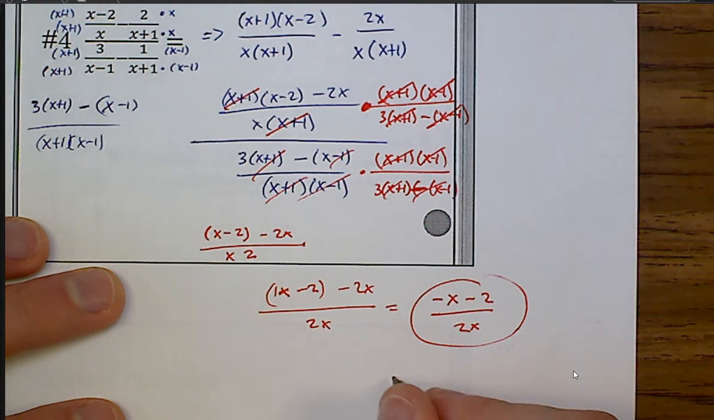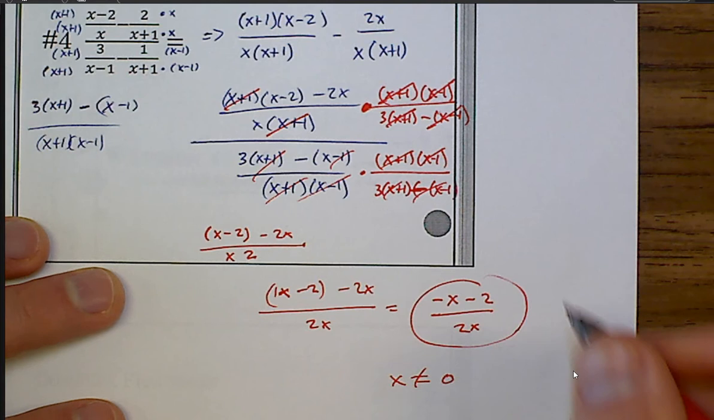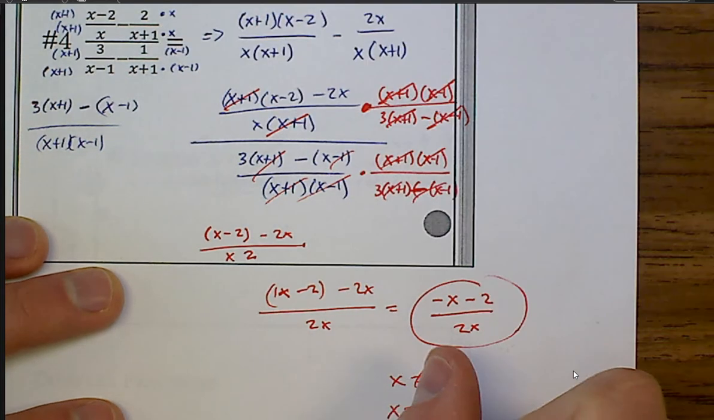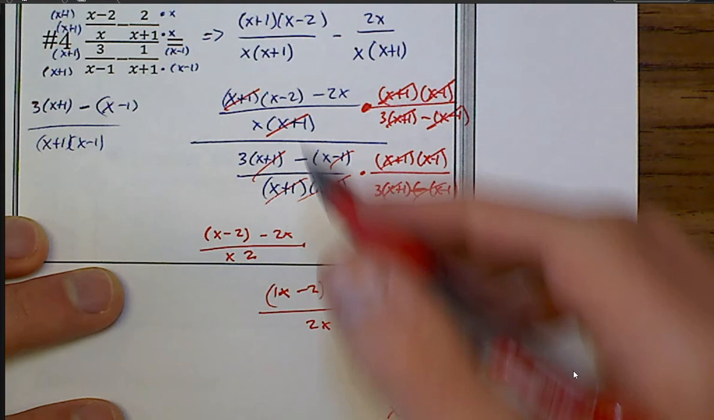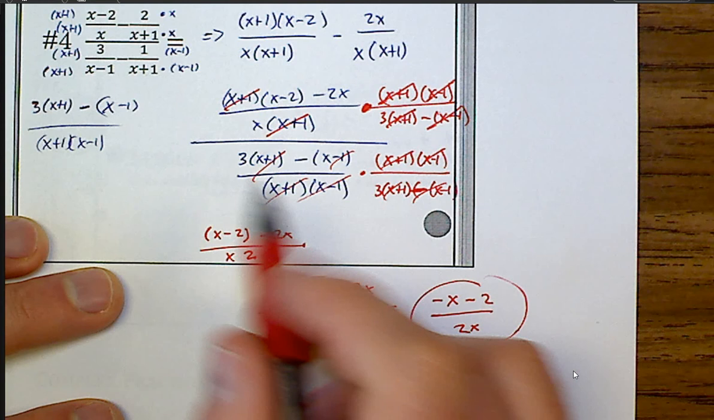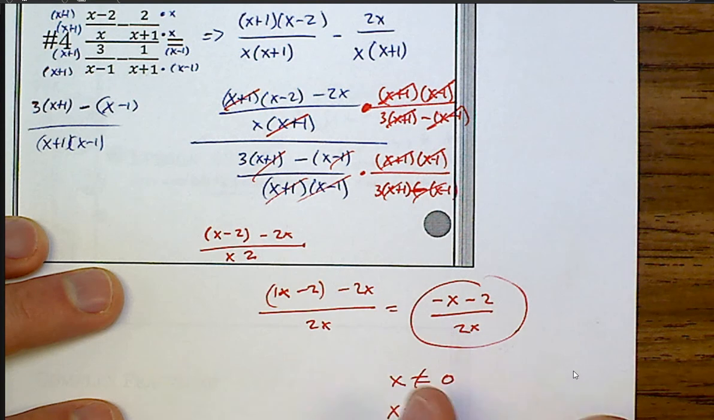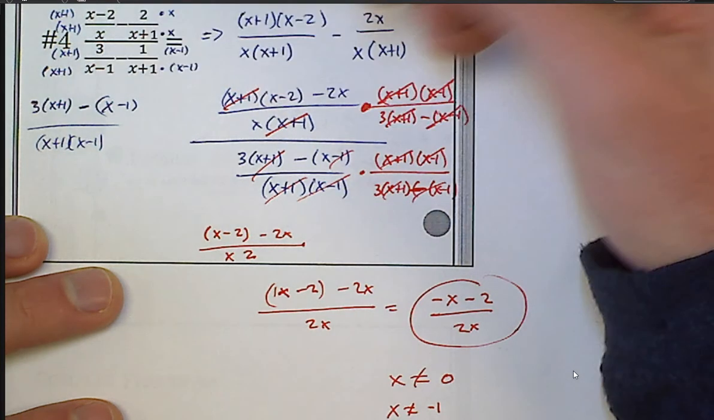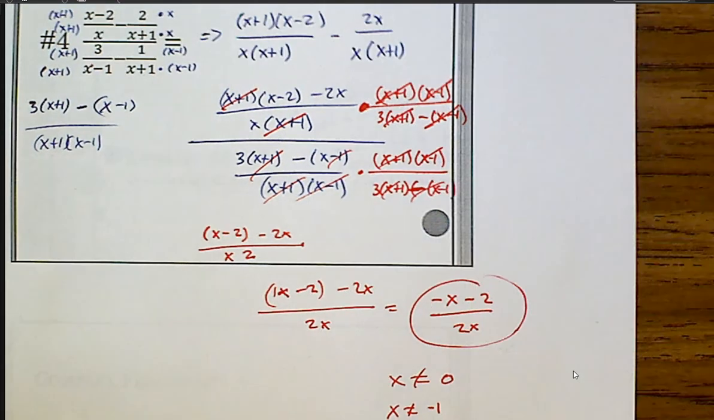Restrictions, obviously x can't be equal to 0. Then we have a lot of restrictions up here. X can't be a negative 1, because if I plugged in a negative 1 right there, it would make that denominator 0. X can't be a positive 1 either, because if I plugged a positive 1 in right there, I'm in trouble. And those would be our restrictions for that problem.